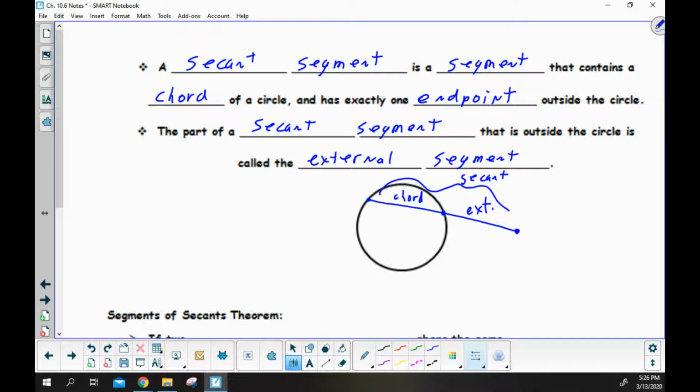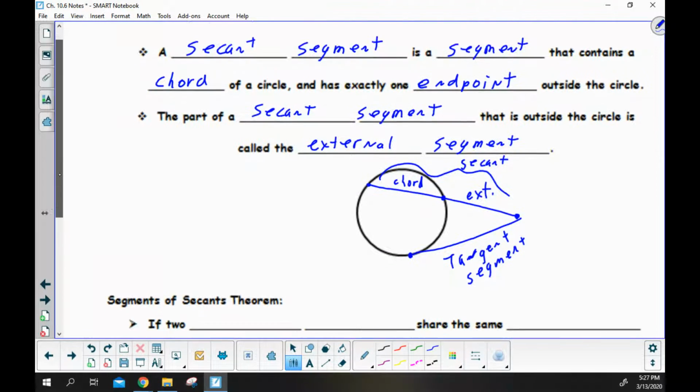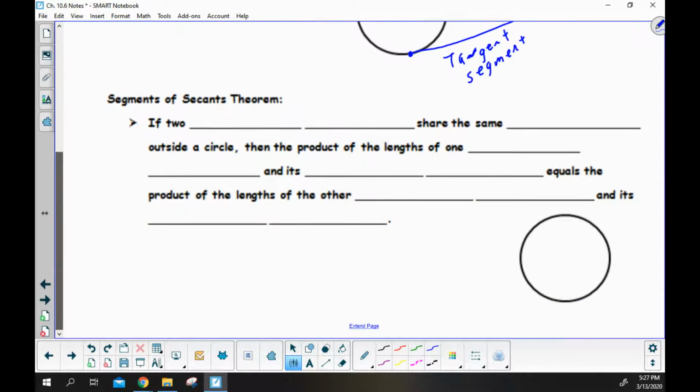All right? And then, of course, guys, that's not the only line that intersects a circle from the outside. We also have the tangent segment. Just to make sure we know what that is. So we have secant segments, we have tangent segments, and then, of course, we have two chords intersecting in the center. So that takes care of all the lines that possibly can be there that we've discussed before. So let's go with the theorem that goes with it.